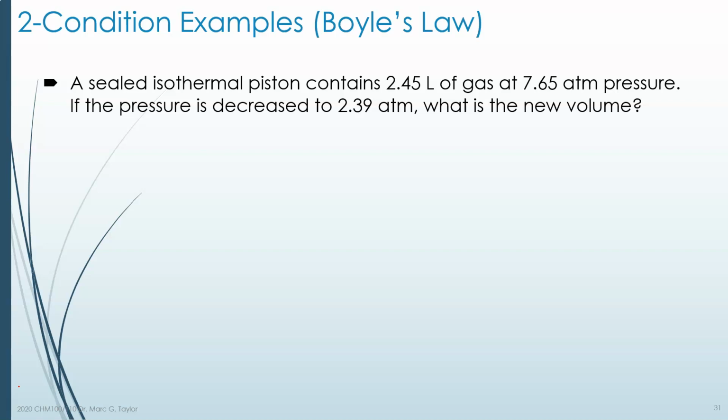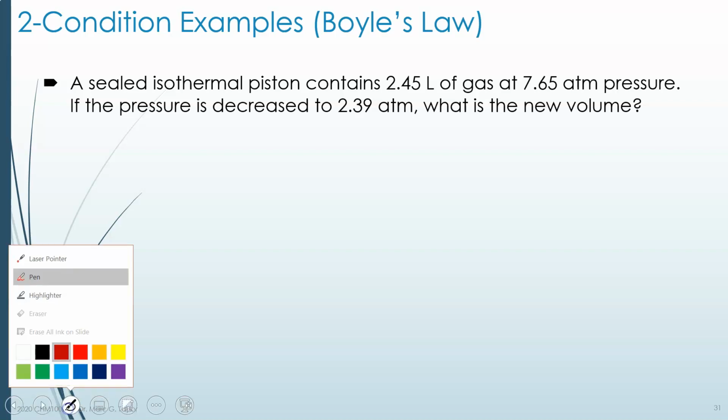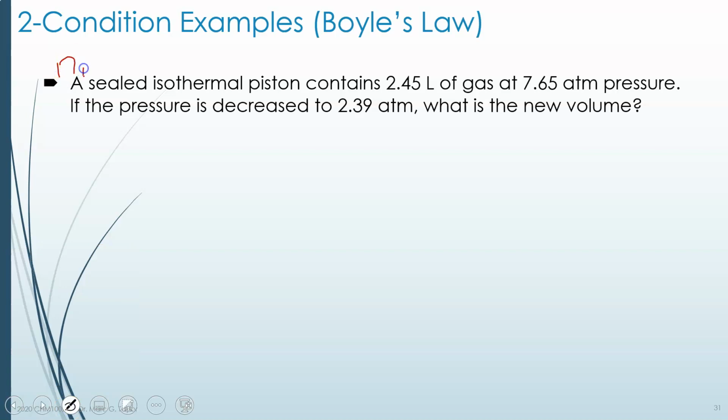A sealed isothermal piston. All right, so already you're given a certain amount of information here. Sealed tells you that this has a constant number, then the initial number will be the same as the final number of moles. Nothing can get in, nothing can get out. Isothermal tells you the temperature does not change, so T1 equals T2.